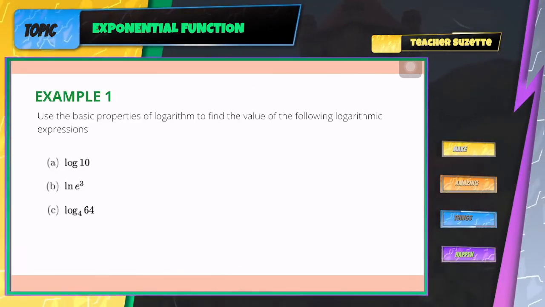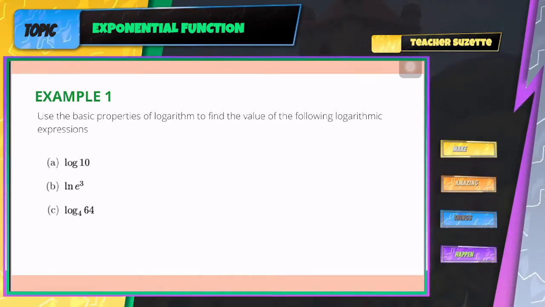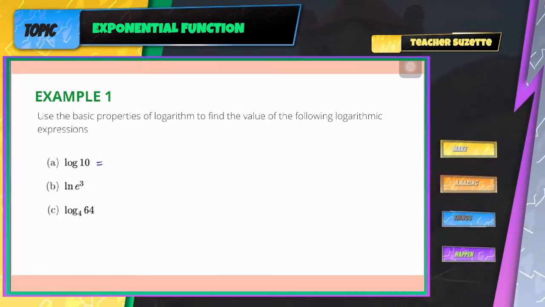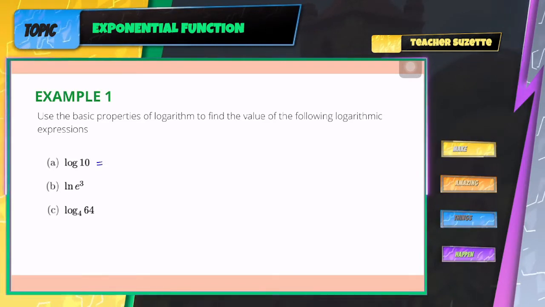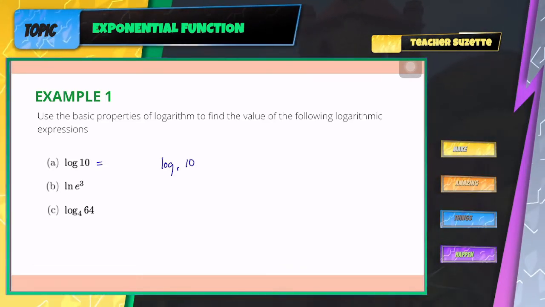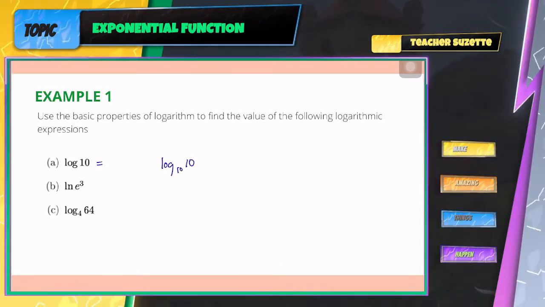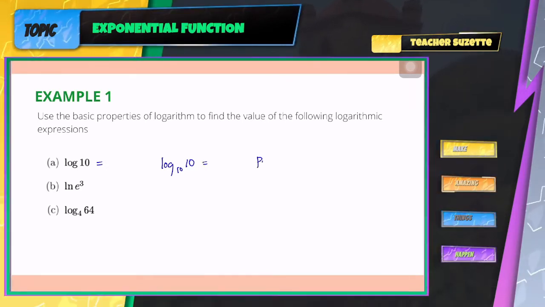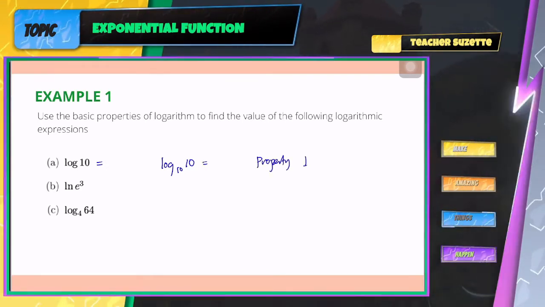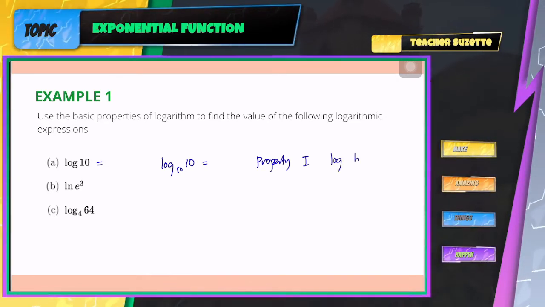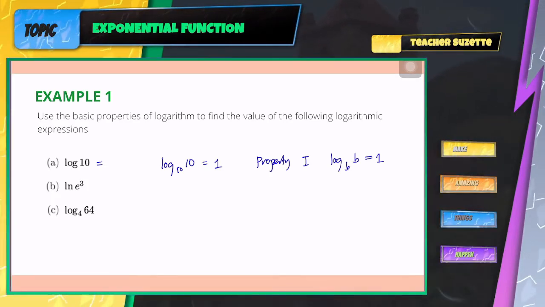Now, let's have this activity wherein we are going to use the basic properties of logarithm to find the value of the following logarithmic expressions. Let's have our letter A. We have the logarithm of 10. As we all know, the logarithm of 10 has a base which is also 10. With the use of our property number 1, which is the logarithm of b with base b is equal to 1, therefore, for our letter A, obviously, our answer is equal to 1.